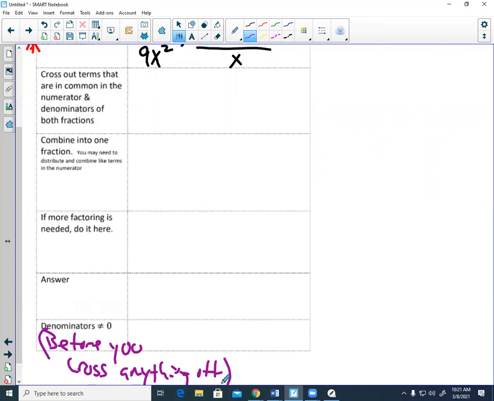So find what x can't equal, find the x can't-equal values before you cross anything off, because those are the things like the holes, right? Those are the things that show up in the graph, and if you cross it off, it makes it look like it doesn't exist, and then you won't give that information, okay? So before you cross anything off, make sure that you find what x can't equal, okay?